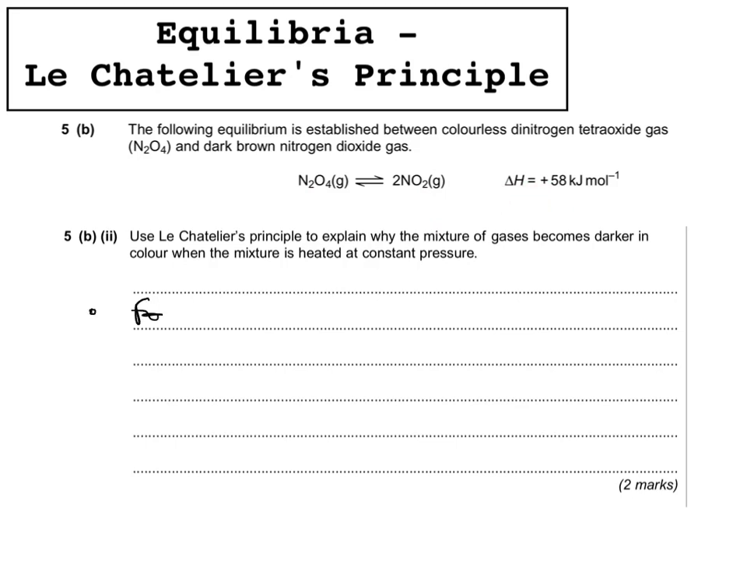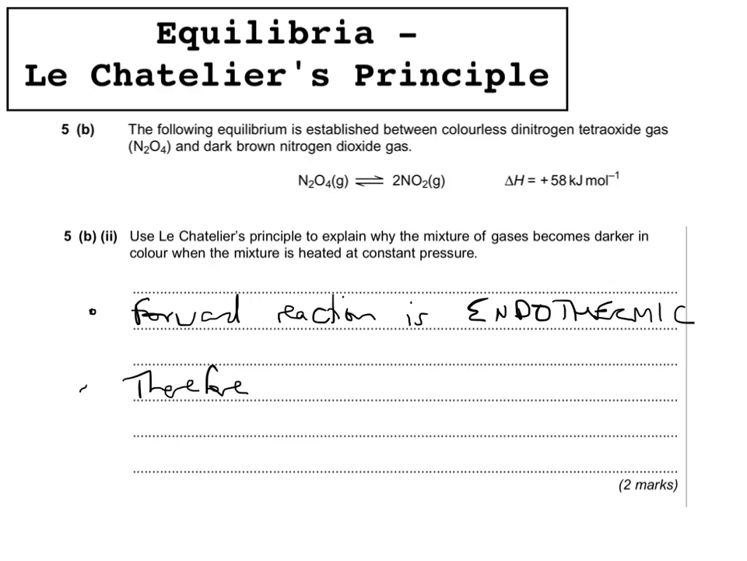So forward reaction is endothermic. And that'll get you the first mark. So you must always state what the forward reaction is. Then you say, therefore, reaction will shift. And you must use the word shift or move. You can't say goes or travels. You have to use the word shift or move. So shift to the right.